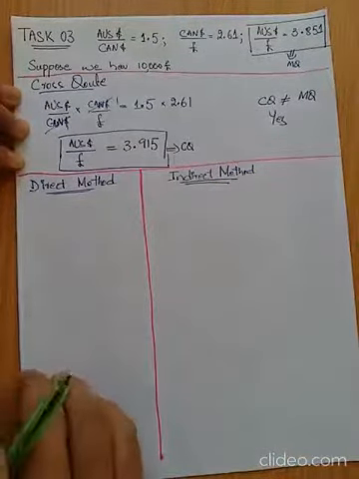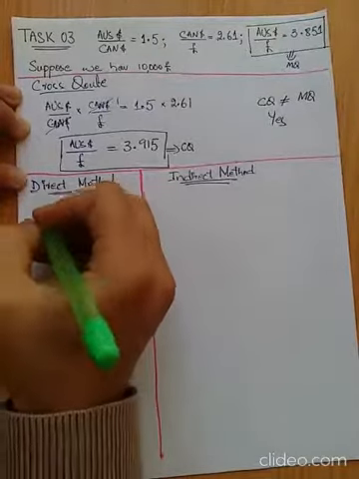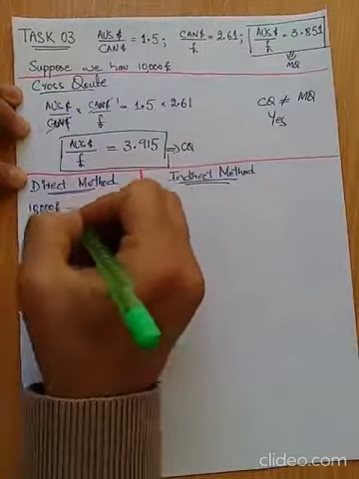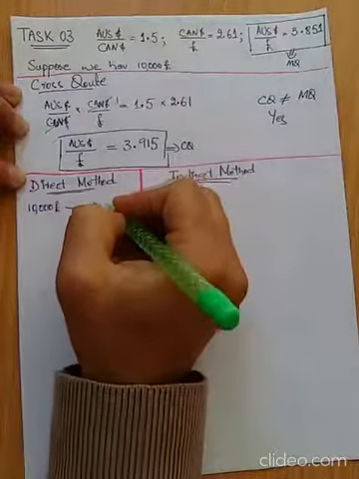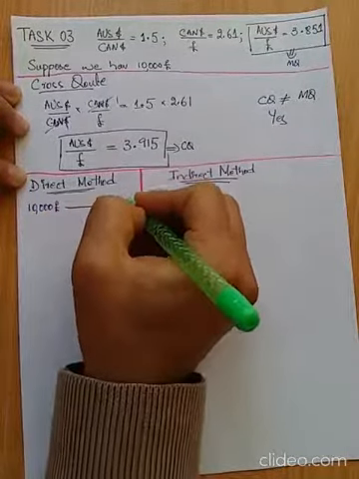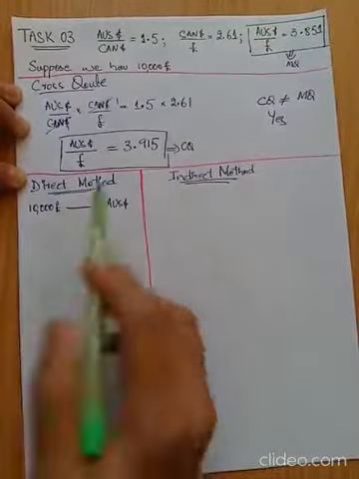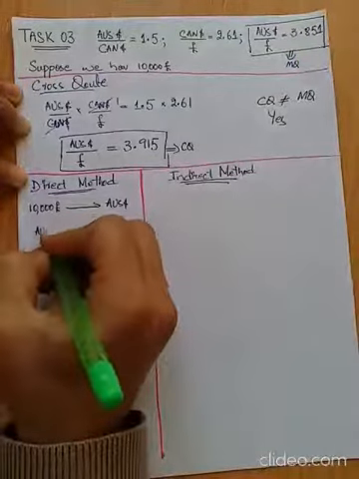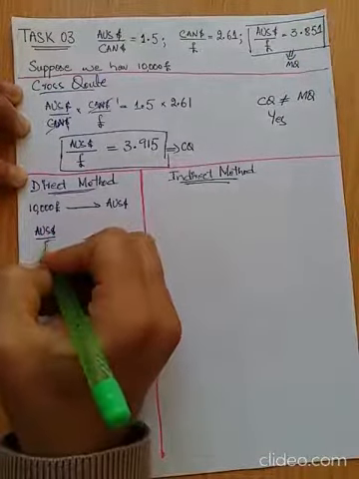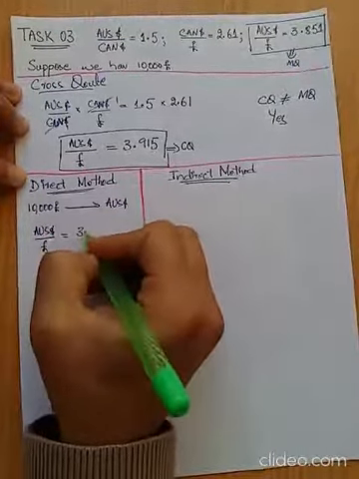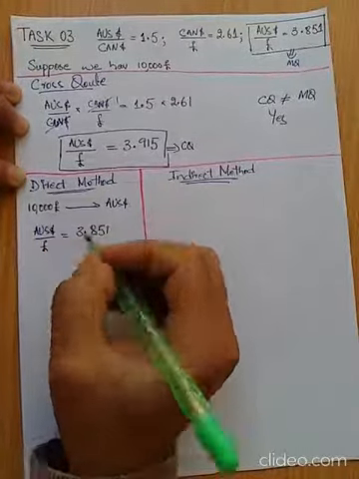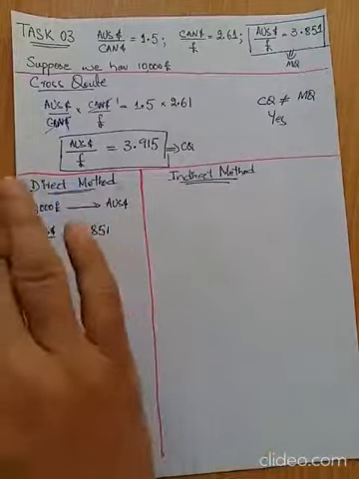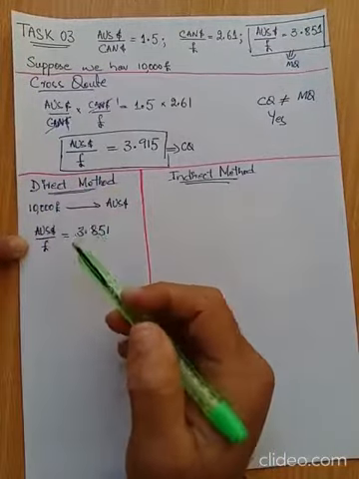Okay. Now, in the direct method, I will try to convert my 10,000 pounds directly into Australian dollars. And in order to do so, I'm going to use the quote, the exchange rate. So it's Australian dollar divided by pound is equal to 3.851.